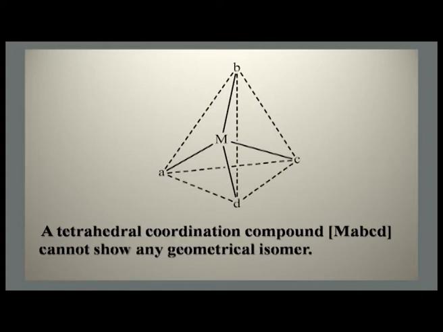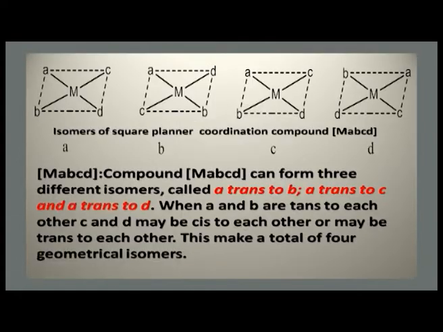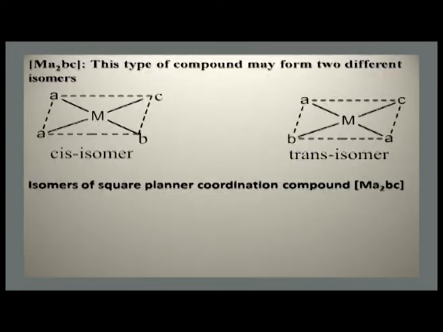Another possible geometry associated with the metal of coordination number 4 in a coordination compound is square planar. Here, different cases may be discussed. Let A, B, C and D represent 4 different ligands and M represent the central metal ion. Then the following sets of square planar geometry can be framed. MABCD. Compound MABCD can form 3 different isomers: A trans to B, A trans to C and A trans to D. You can see the structures here.